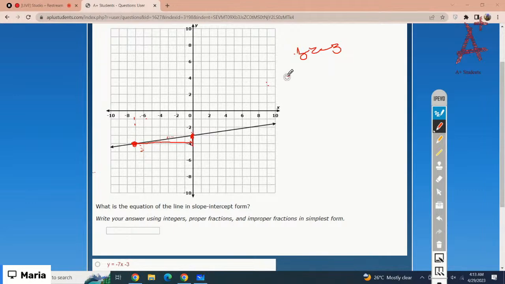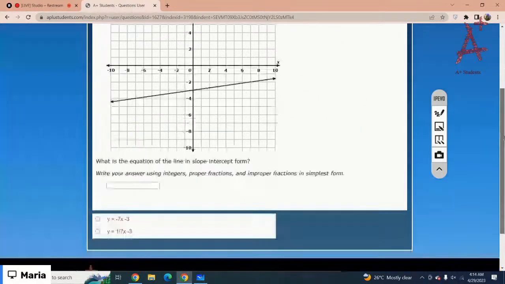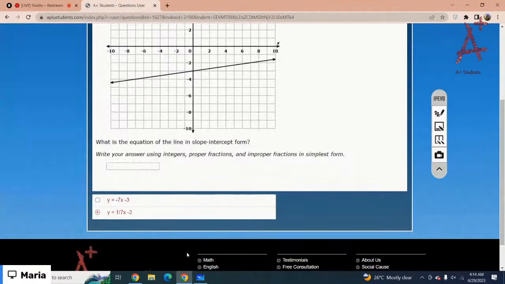So the slope is 1 over 7. Got it? Negative 1 over 7 because you are moving down 1 point. So the equation would be y equals negative 1 over 7x and minus 3. Got it? So the equation is y equals negative 1 over 7x minus 3. So it would be the second option. The second option is the correct one.